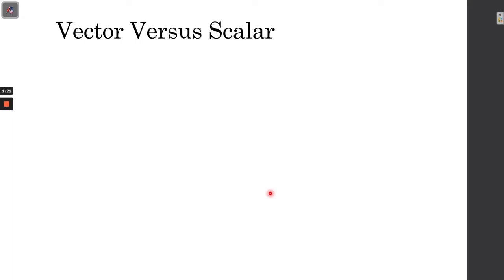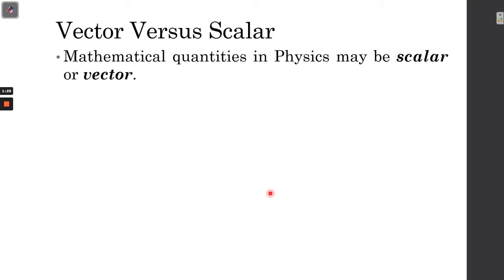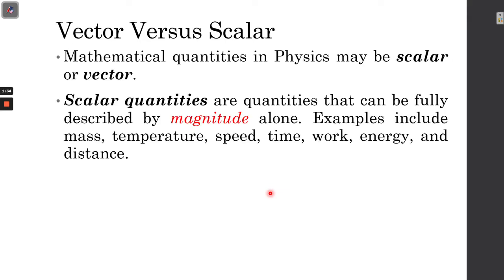So let's discuss ano ba yung difference ng vector at scalar. What is the difference between a scalar and a vector? Mathematical quantities in physics may be scalar or vector. Scalar quantities are quantities that can be fully described by magnitude alone. Examples include mass, temperature, speed, time, work, energy, and distance. So these quantities can be expressed using just a number.